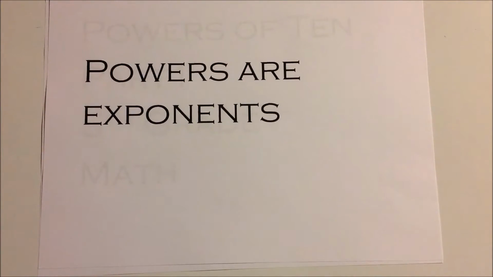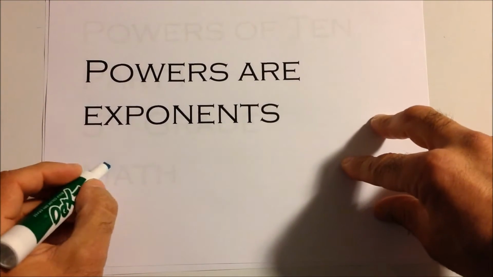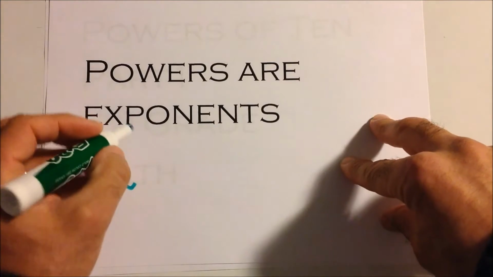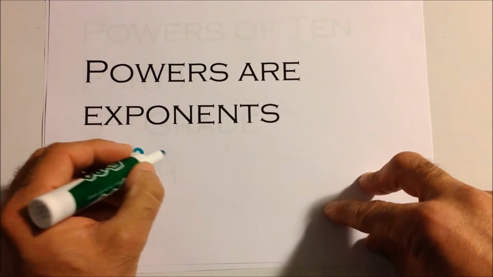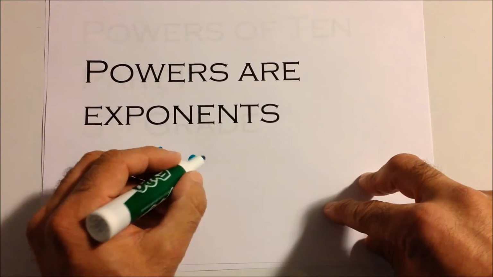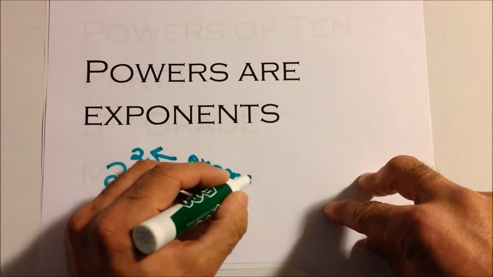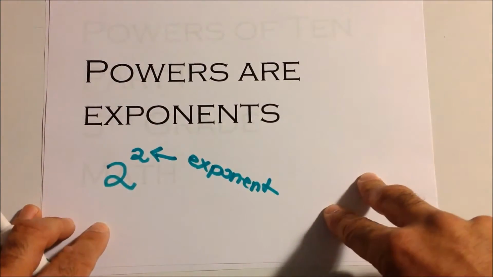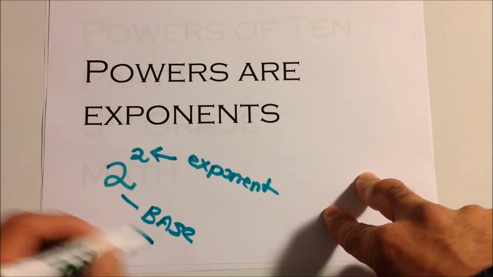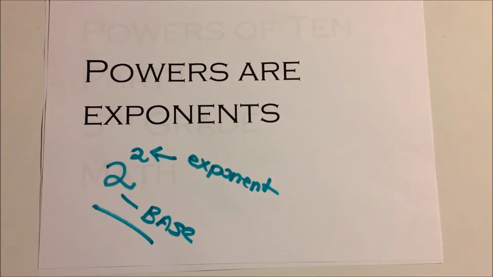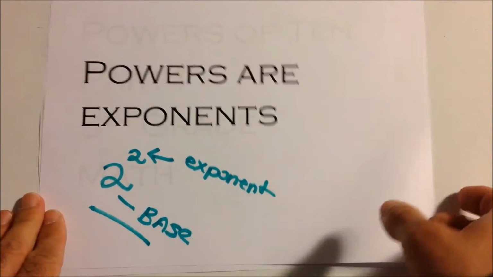Well, let me give you an example. If I had a number, let's say 2, and I put a little number on top of it, that's the exponent. This little number is the exponent, or the power, and the big number is the base. So what does that mean? The first thing we need to know is what are exponents and what are powers.